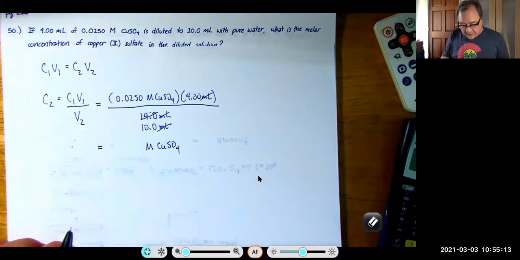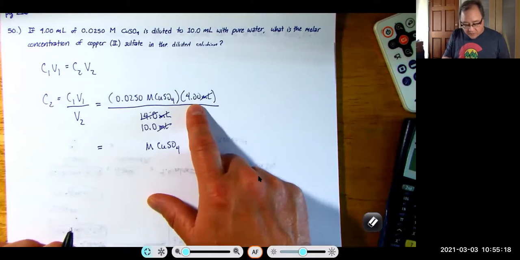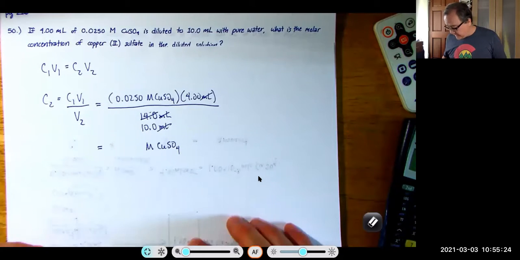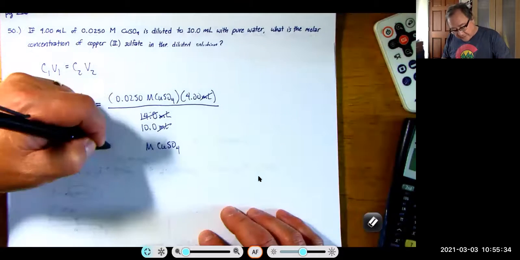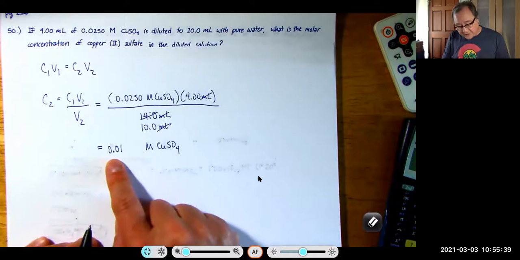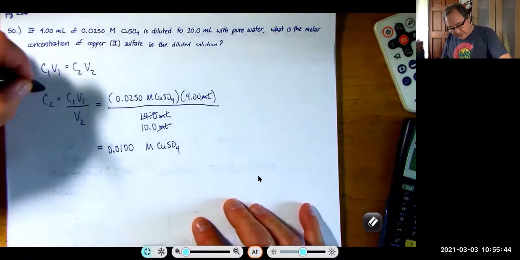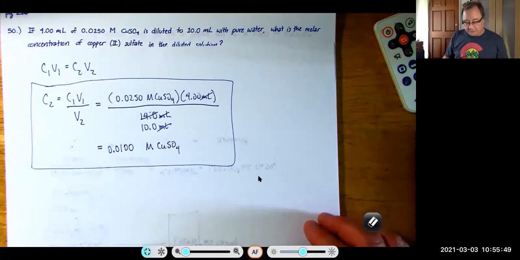Okay, so 0.25 times 4 is 0.1. 0.1 divided by 10 is 0.01, I believe. And how many significant figures do we get? We get 3 significant figures. Here, I've only shown 1 significant figure, so I have to put 2 zeros here. And this would be a perfect example of how to show this problem.